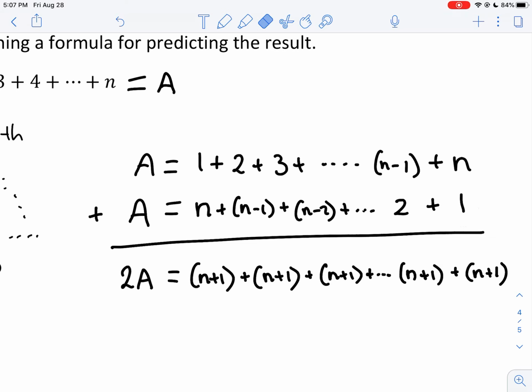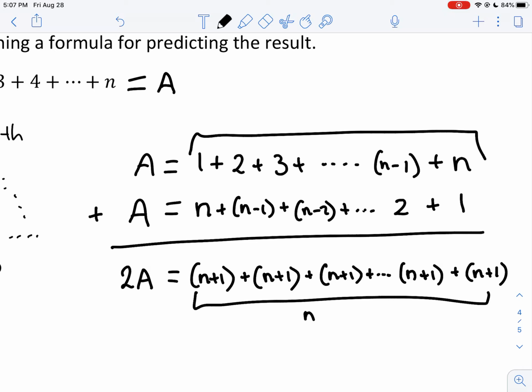Right, the next question here is, okay, well, how many n plus 1s did I just wind up getting? Well, how many numbers are in this list? Well, it's really easy to count because they just count themselves out. 1, 2, 3. There's n numbers in that list. So that means there's n numbers in this list. There's n copies of n plus 1.